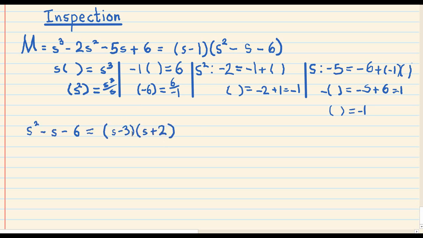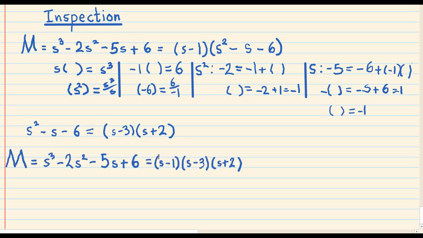You get s minus 3 and s plus 2. Putting this all together, you get your three factors as s minus 1, s minus 3, and s plus 2. And with that, you've answered the question. I can imagine it's probably still a bit confusing, so let's look at a few more examples.